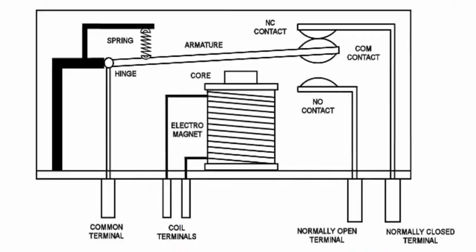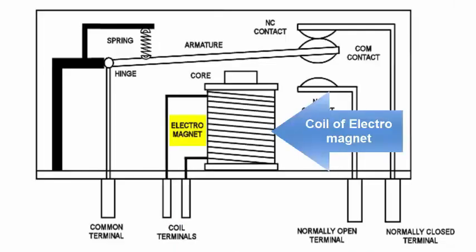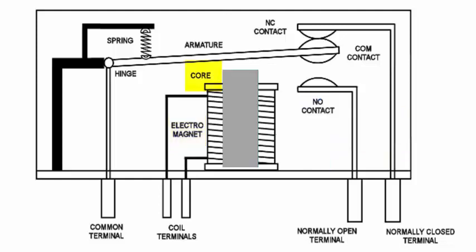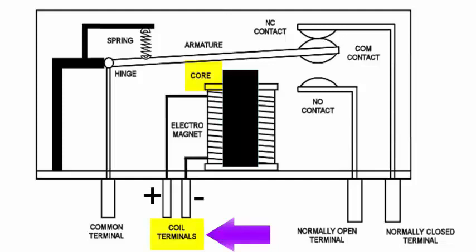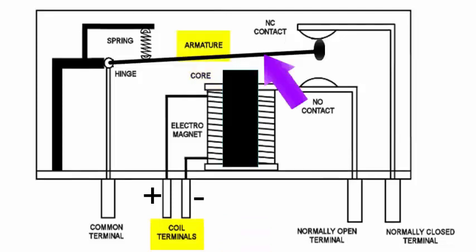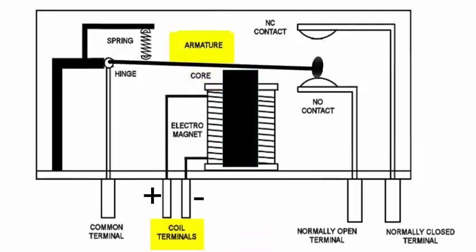So what are the different elements of the relay? First you are having the coil. This coil will be having a core which will be magnetized when you are supplying power to the coil. When this is magnetized, you are having the armature which will be pulled down. This armature is made up of again a magnetic material. So you require one supply to the coil terminals.